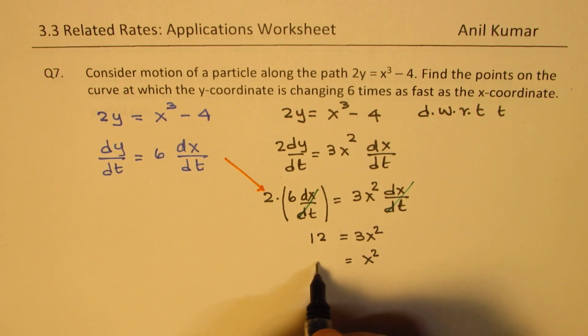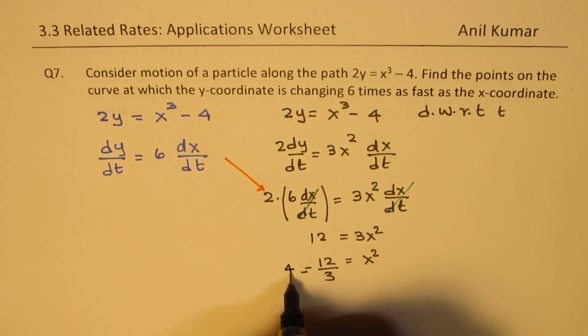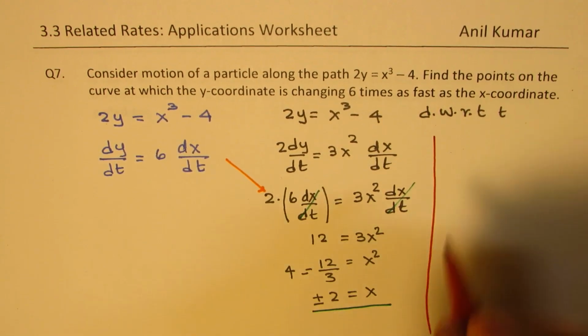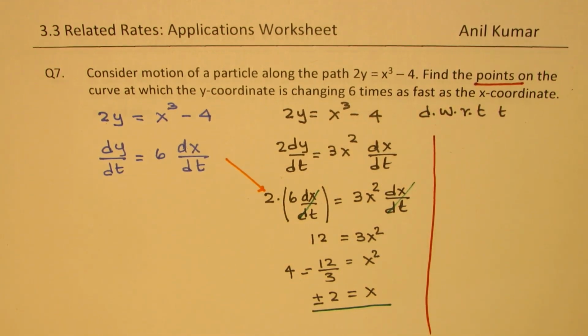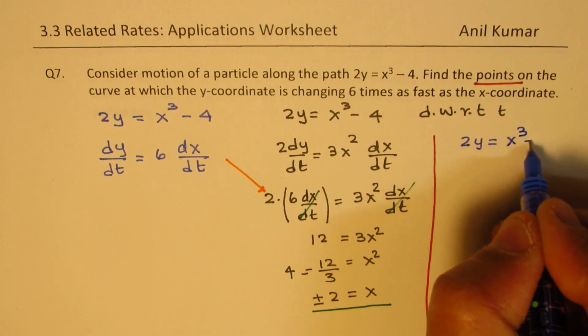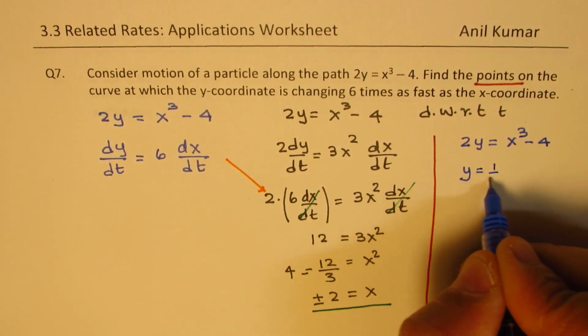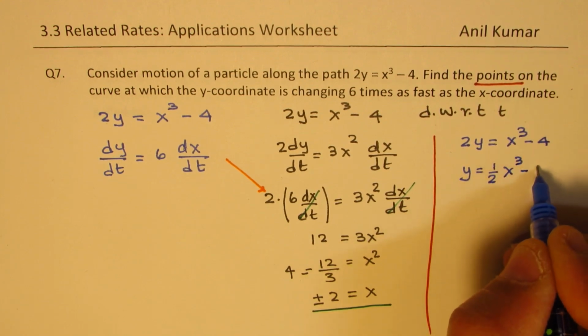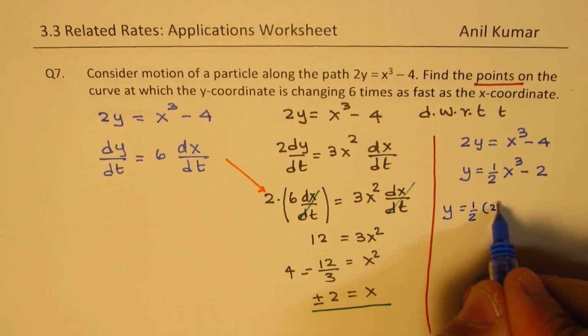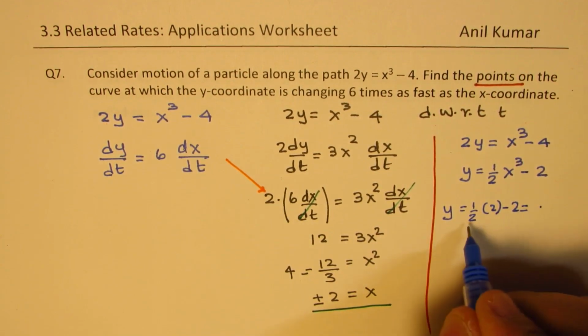So x squared is 12 by 3, which is equal to 4, and clearly x is plus or minus 2. We get two values for x. Now we need to find the points, right? To find the points, we substitute the value of x in our equation. We have the equation 2y equals x cubed minus 4, so y equals half of x cubed minus 2. If I substitute 2 here, we get y equals half of 8 minus 2.